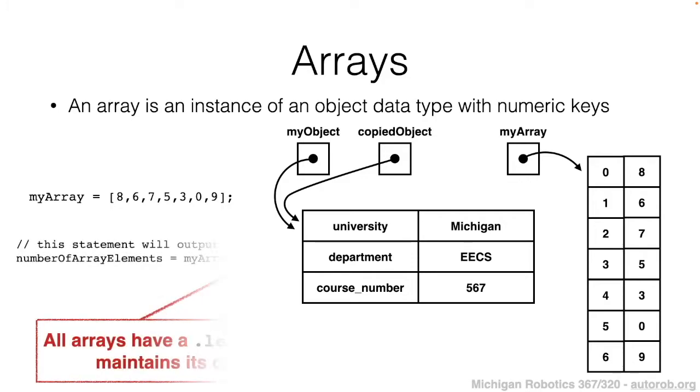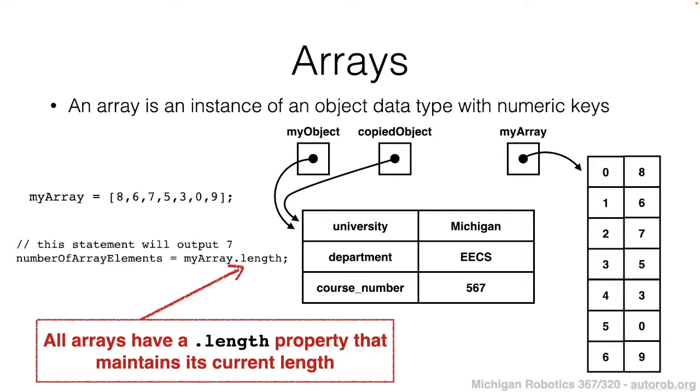In addition, arrays have by default a .length property that will maintain the current length of the array, and so you can access that as shown here with myArray.length, and that will return a number corresponding to the number of elements in the array currently.